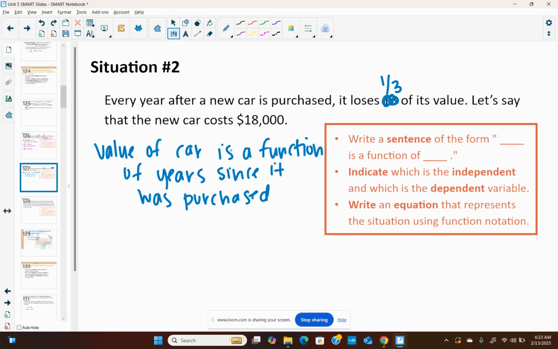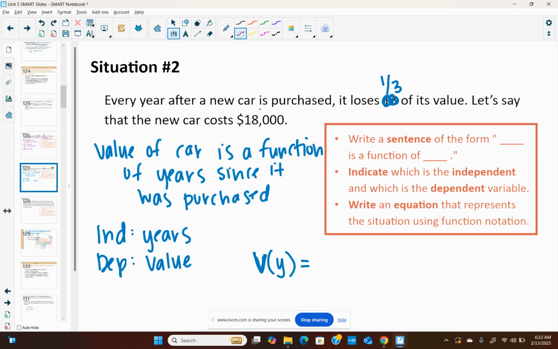Then indicate the independent and the dependent variable. So the independent variable here is the number of years, and the dependent variable is the value of the car, or how much it's worth. So then the equation, so we've got the value of the car since the year's purchase. So I'll just use V for my function and Y for my time. Now, the initial cost of the car was $18,000, so that's our initial value.